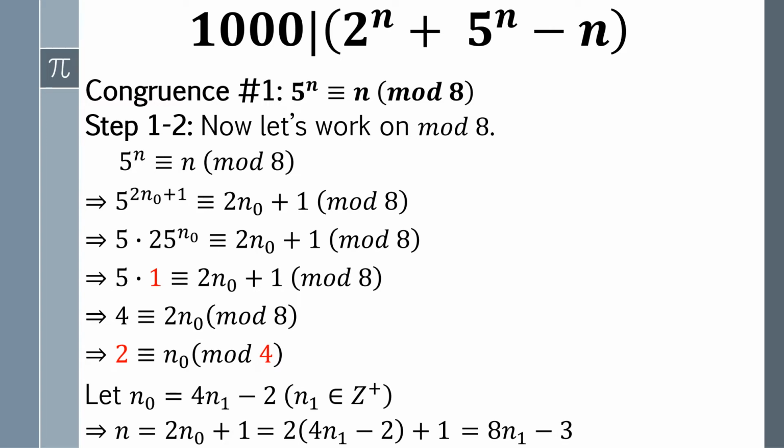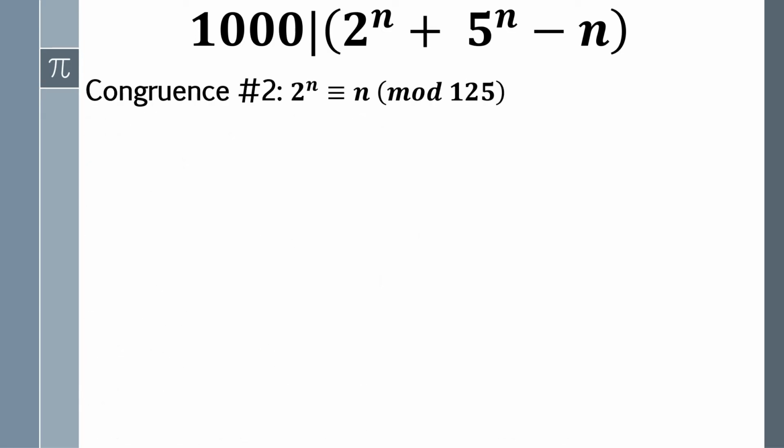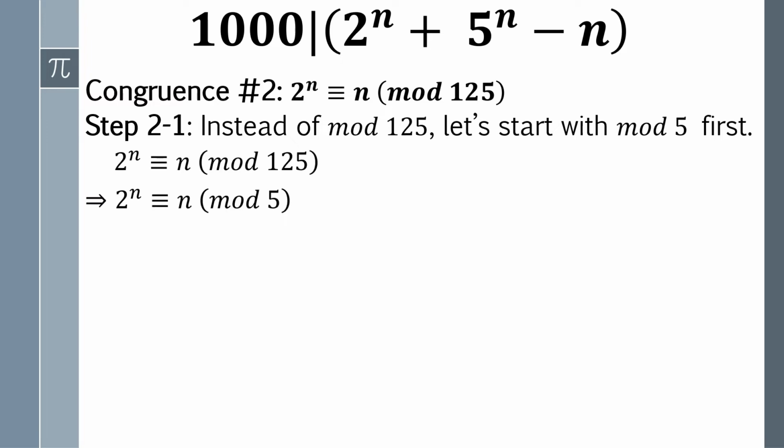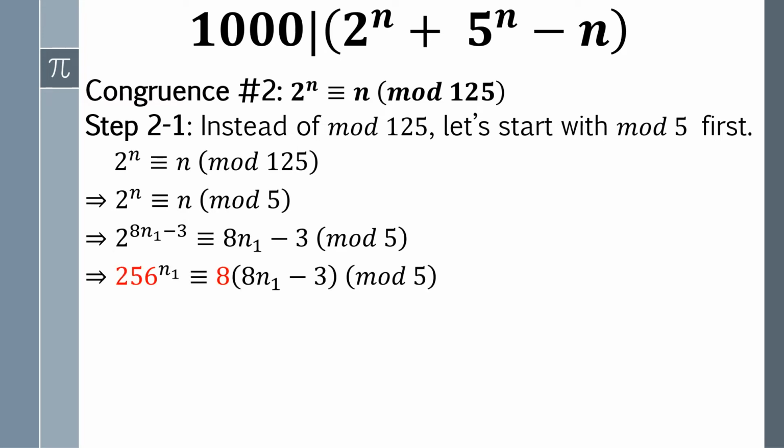Now let's move on to the next one. Congruence number 2. 2 to the nth power is congruent with n modulus 125. Similar to what we did before, let's start with modulus 5 first, instead of modulo 125. In this relationship, n is replaced with 8 times n1 minus 3. Both sides are multiplied by 8, and 2 to the 8th power is equal to 256, which is congruent with 1 modulo 5.